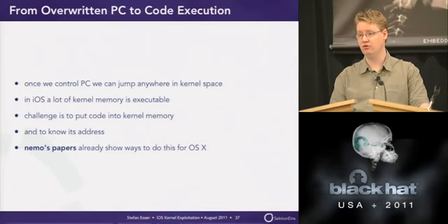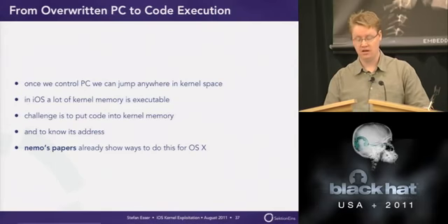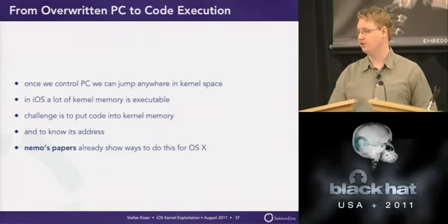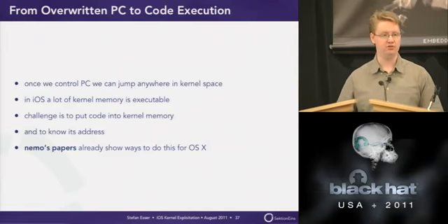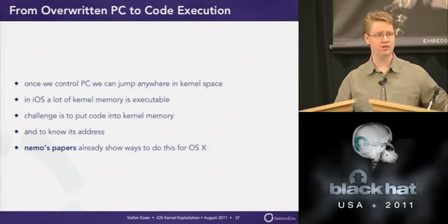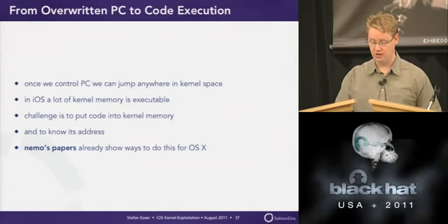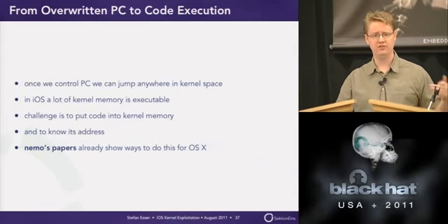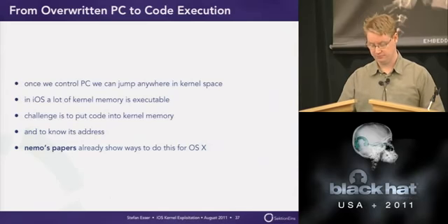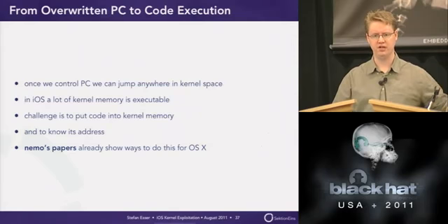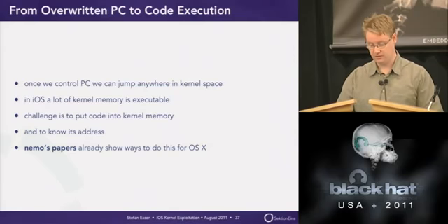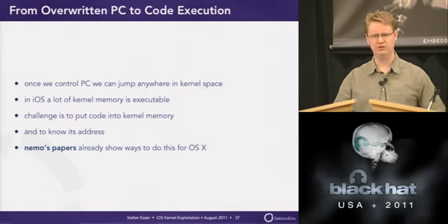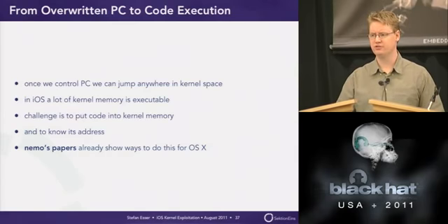And the other problem is you need to know the address of the code you put in there. When you're into macOS exploitation, you know that there are a lot of papers from Nemo. He also wrote a chapter of the kernel exploitation book about OS X exploitation, and he shows you some ways to get stuff into the kernel at a fixed address. Not a fixed address, but an address that you can leak easily. I don't know if this still works because I don't use that on iOS, but I think I tried it in the past and it worked, so maybe it still works.